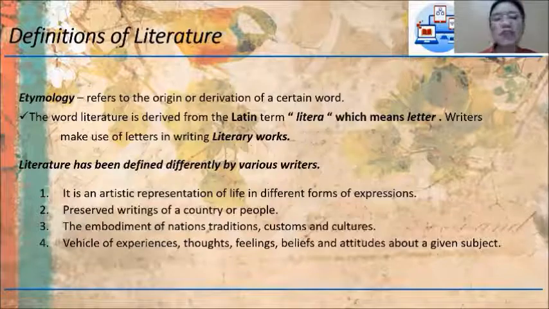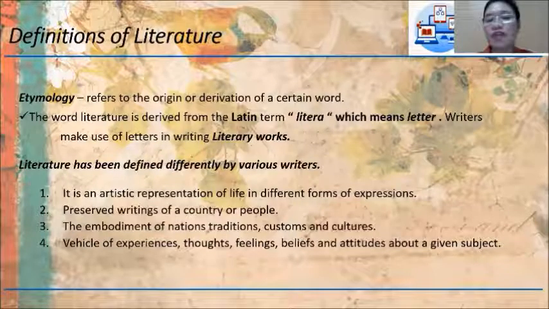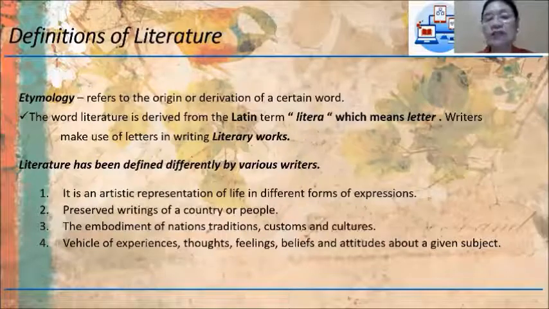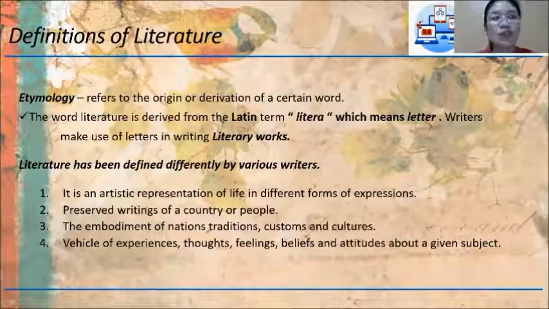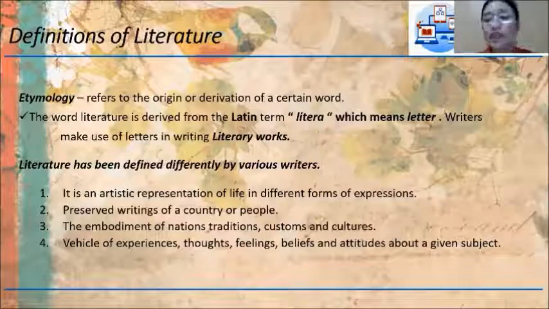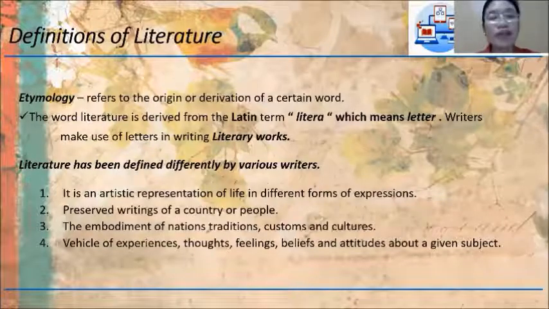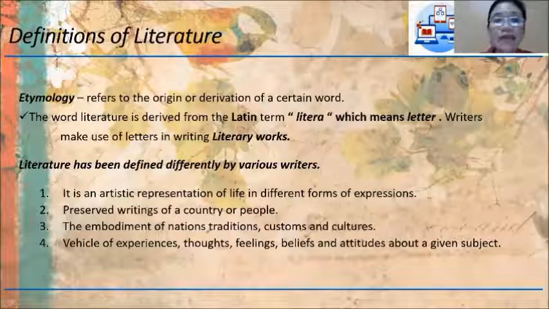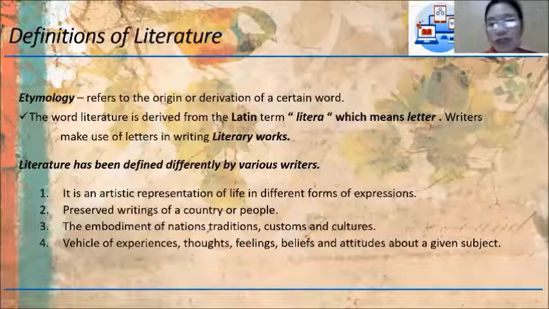Now, literature has been defined differently by various writers. So I have here four definitions of literature. First, literature is an artistic representation of life in different forms of expressions. Meaning to say, literary works are creatively represented by the different authors and writers, which can be described as written and sometimes spoken materials.